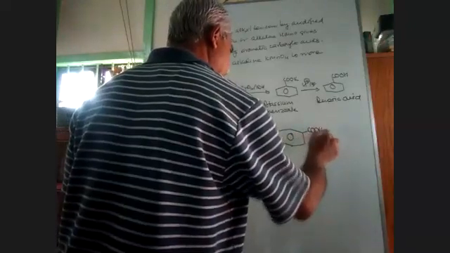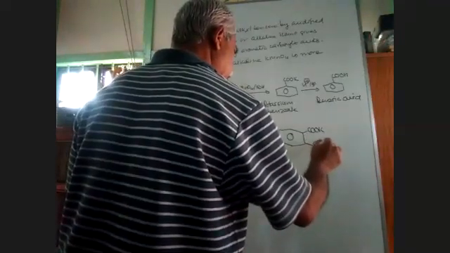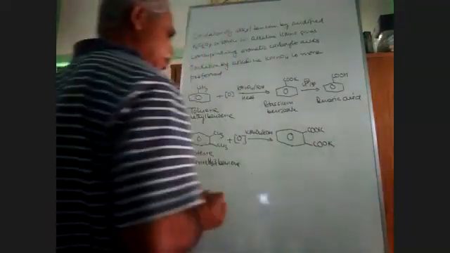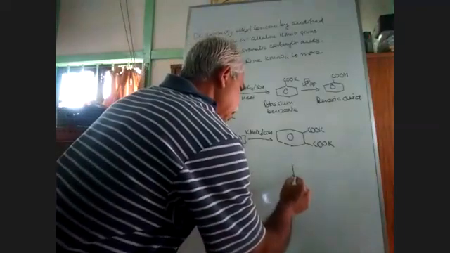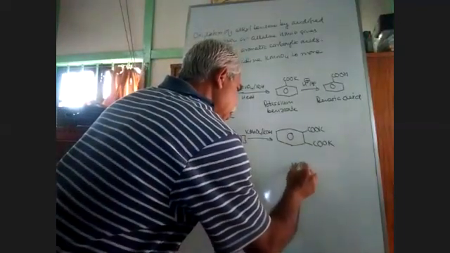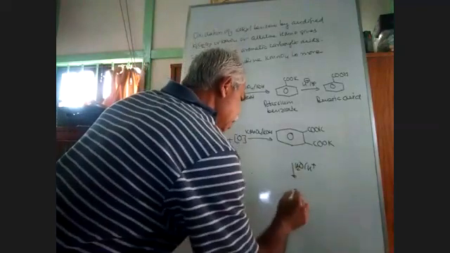See, you'll get this. Okay? Then what you will get here? Add dilute acid. What you will get here?